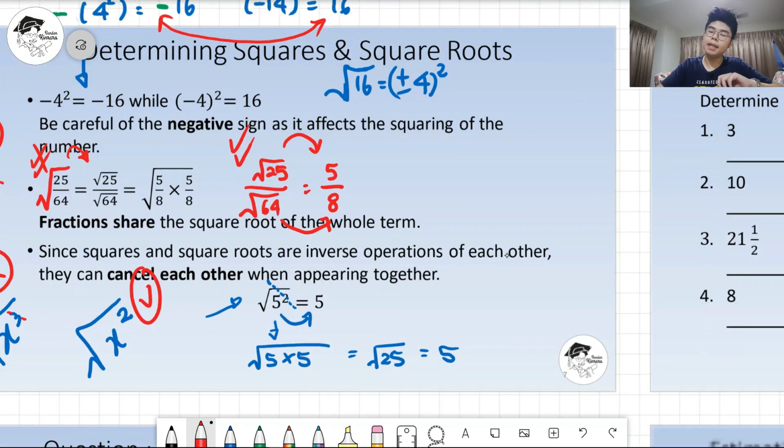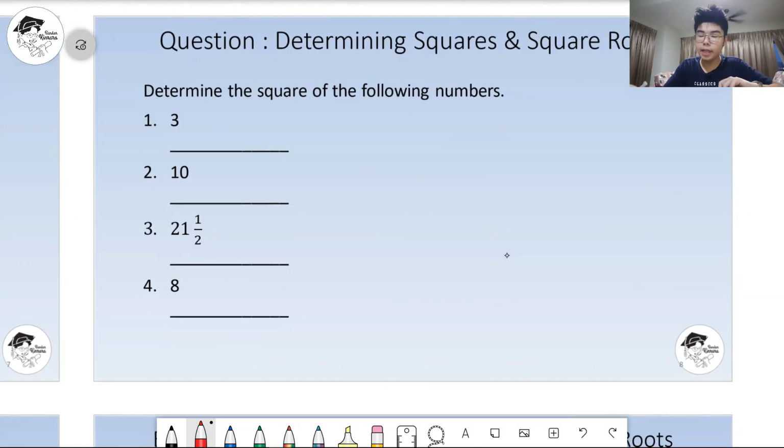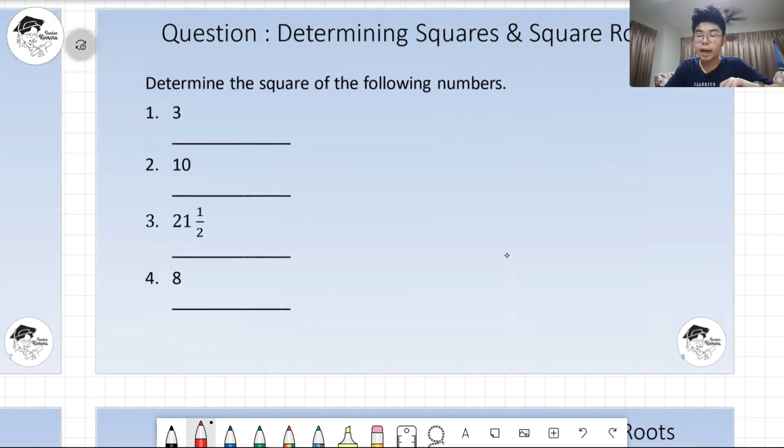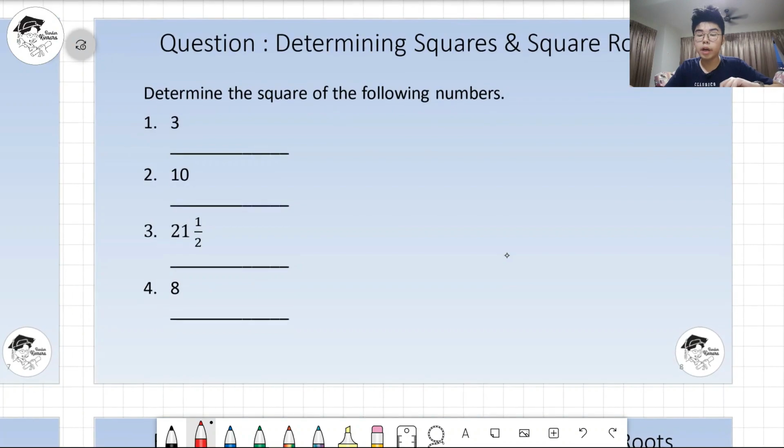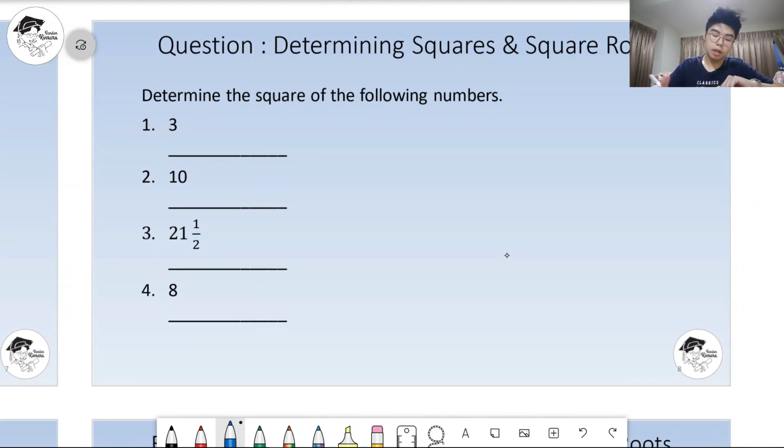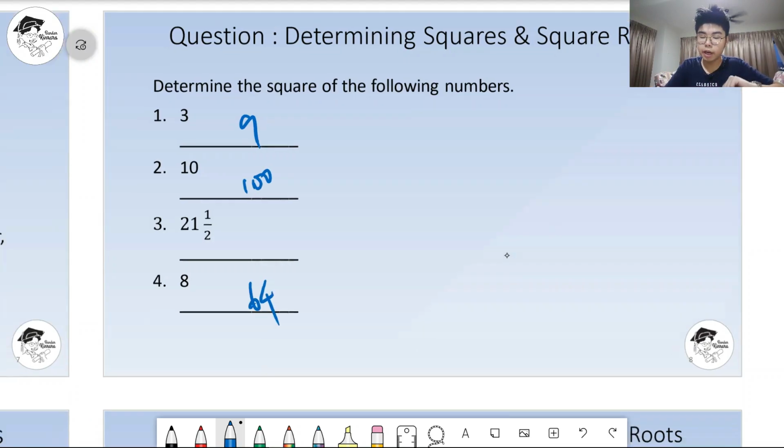Okay? Let's look at the last. Determining squares and the square roots. This is exercises, so you can do. You just use a calculator. You know that 3 squared is going to be 9. After that, you got the 100 here. Then you will get an answer there, 64 here. So just put in calculator, you can get.